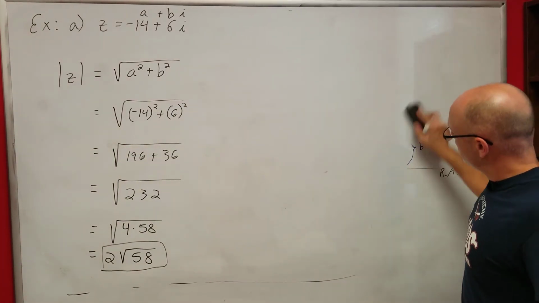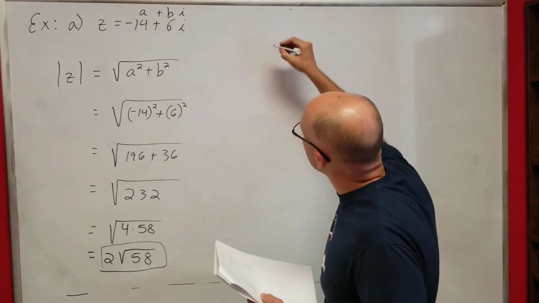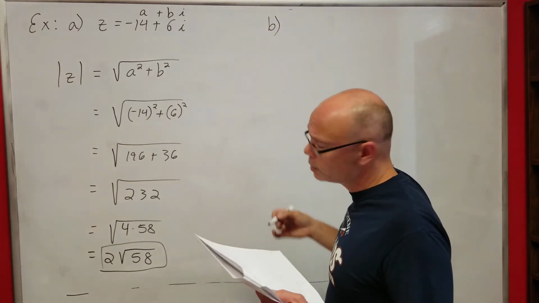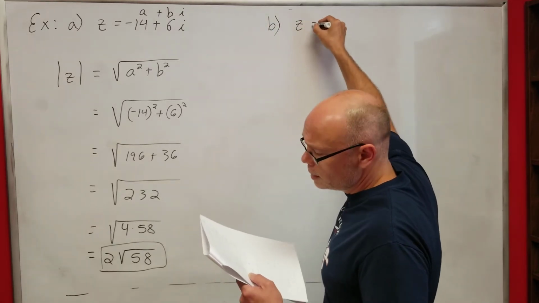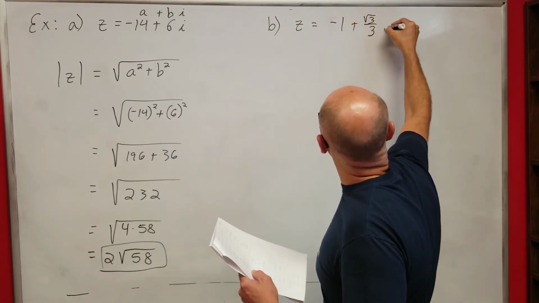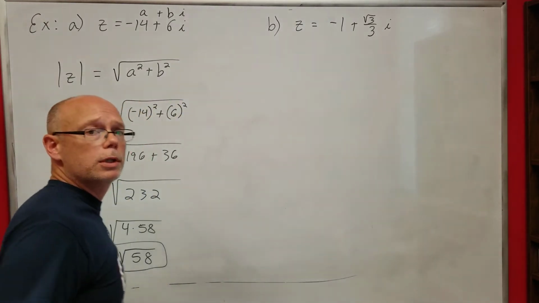Now we're doing this because we're getting to the bigger things here, okay? That's why we're doing these simple calculations, because it's going to be involved in other problems later on in this section. How about z? z is equal to negative 1 plus the square root of 3 over 3 times i. All right, so what do they want? They want the modulus.